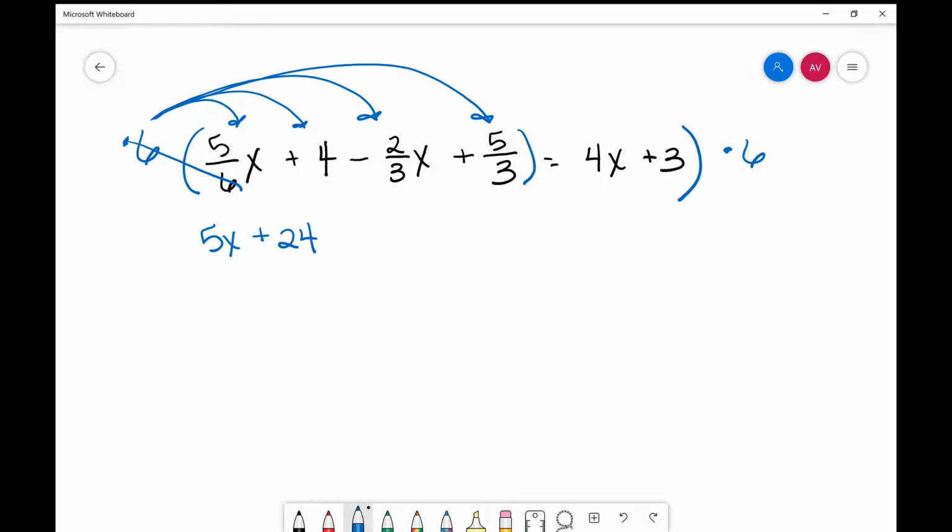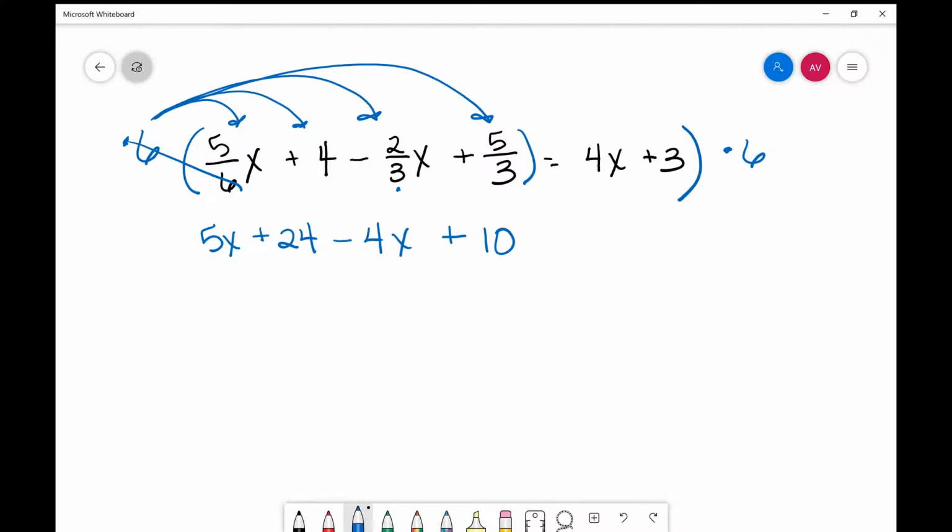You can also simplify this 6 and this 3 right here. 6 divided by 3 is 2. So now if I'm just multiplying 2 times negative 2, I get negative 4x. And then I can do the same thing over here. 6 times 5/3, well, I can do 6 times 5, which is 30, divided by 3 and get 10. Or I can do 6 divided by 3, I get 2, and then I'm multiplying 2 times 5, which is 10.